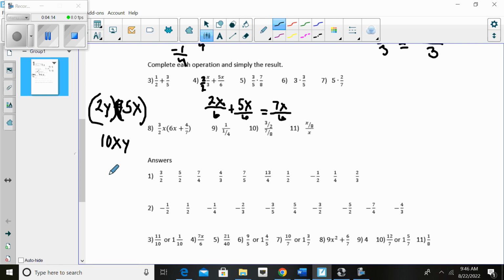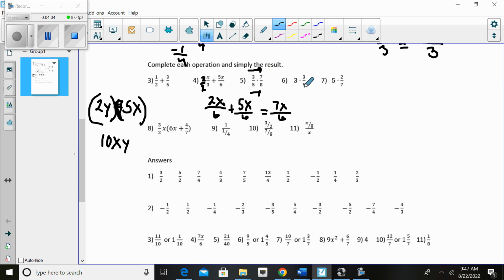So same goes with fractions. Don't need like terms. What I do with fractions is I multiply across the top and across the bottom. So this would give me 21 over 40. Reduce it if you can, which that does not reduce.